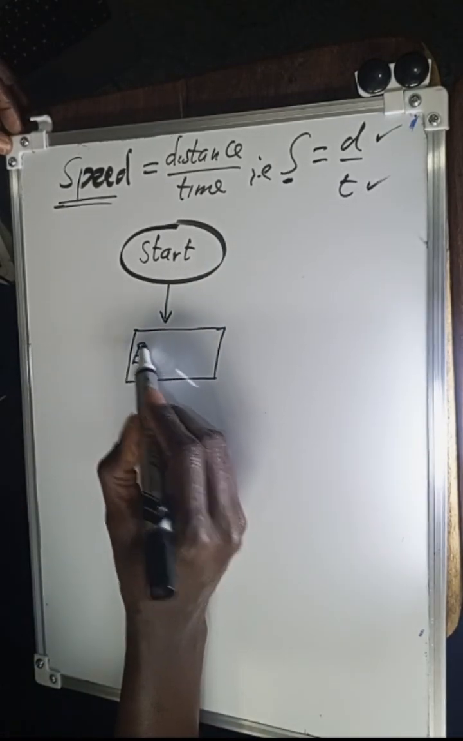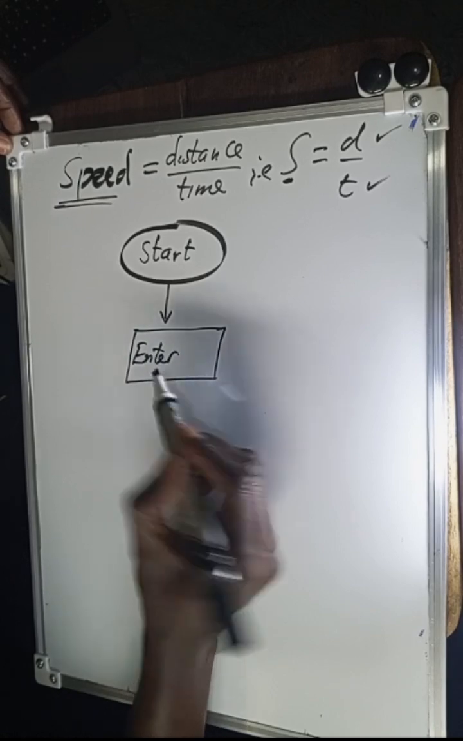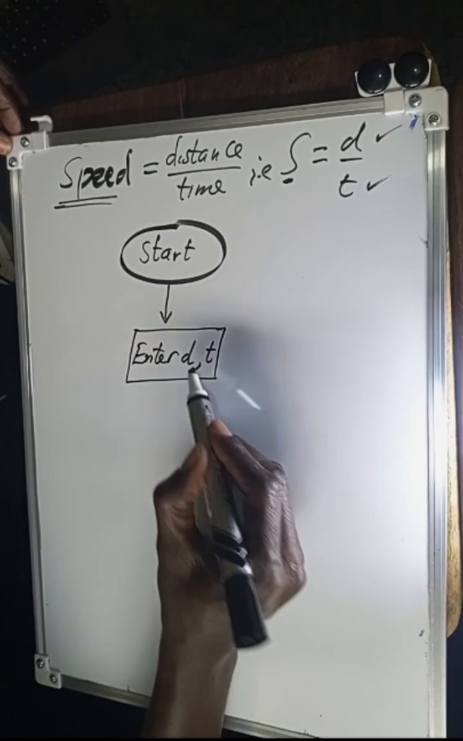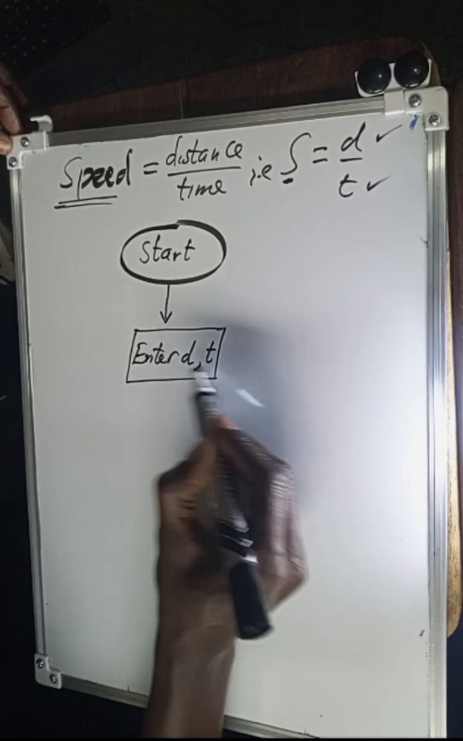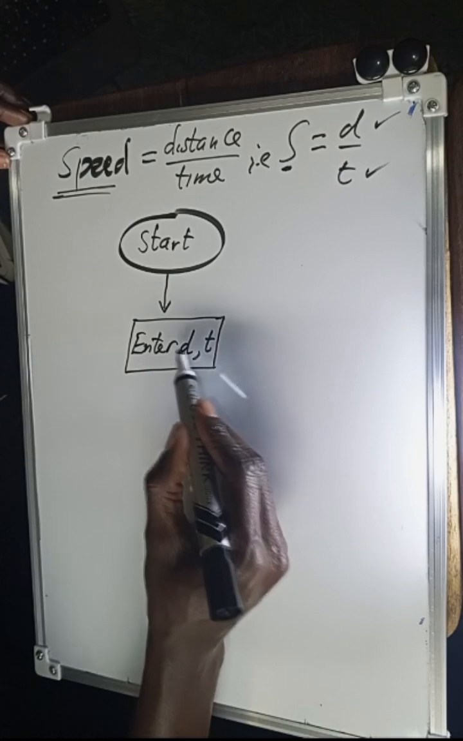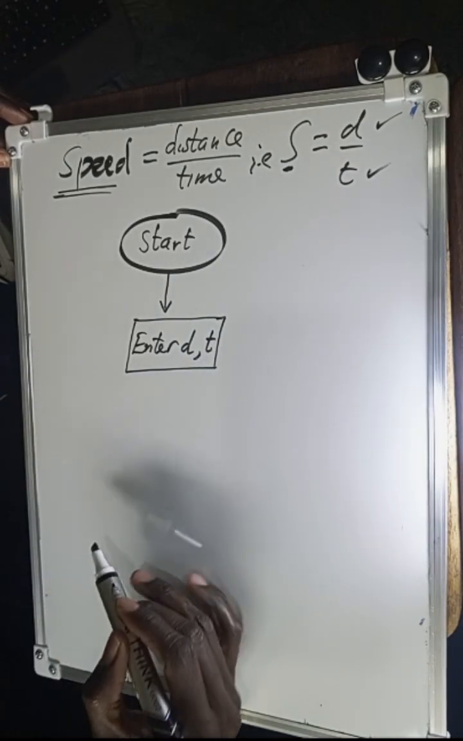So what am I going to write? I'm going to say I'm going to enter. What am I going to enter? Well, it's the distance, comma, the time, because those are a prerequisite that I need in order to calculate the speed. So distance and time, that's what we are going to use.